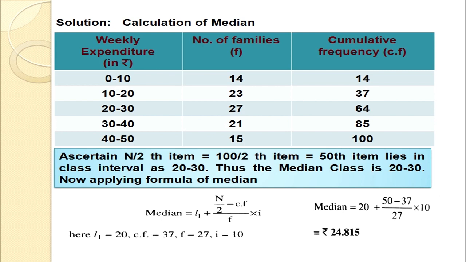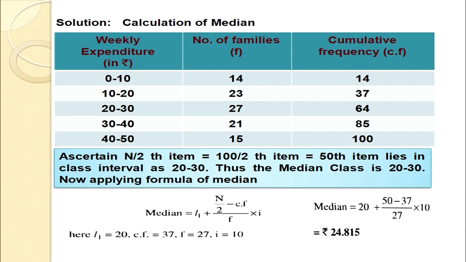It comes into 64. So our median class is 20 to 30 and the frequency is 27. Preceding class cumulative frequency is 37. Once again students, we have located the value of 50th item in cumulative frequency. In 64 we have got this value. Now in this we can see that weekly expenditure 20 to 30 is being given to us. So this will become our median class. The frequency would be 27. The preceding class cumulative frequency is 37.